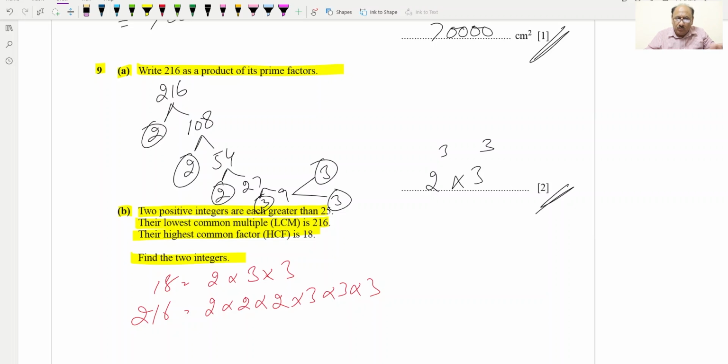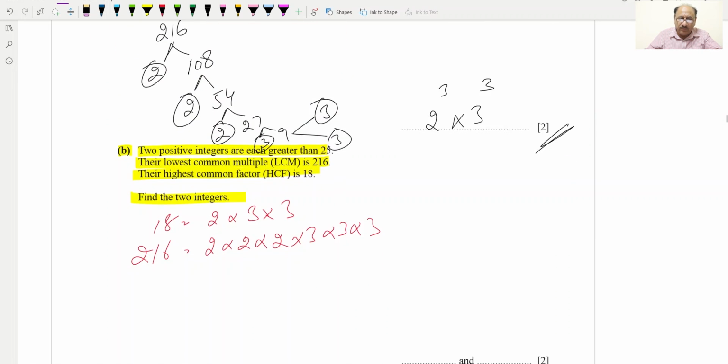So we know that if we multiply two numbers, AB will be equal to the product of their HCF and LCM. So this will be basically 18 and 216. It is given that these are the HCF and LCM. So 18 into 216 will be equal to this one.